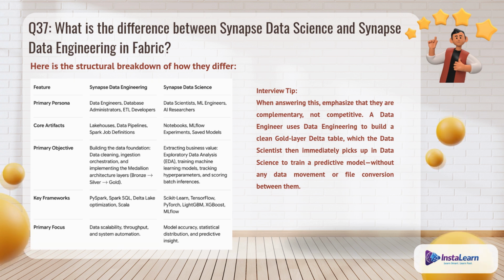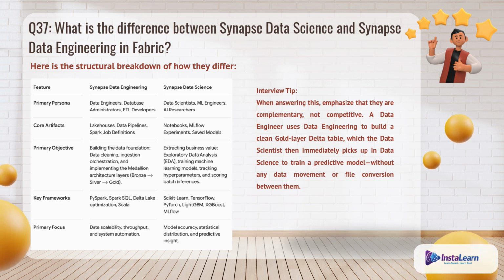Now let's talk about key frameworks. Data engineering commonly uses PySpark, Spark SQL, Delta Lake optimization, and Scala. While data science uses machine learning frameworks such as scikit-learn, TensorFlow, PyTorch, LightGBM, XGBoost, and MLflow. Finally, the primary focus. Data engineering focuses on scalability, throughput, and automation of data systems. Whereas data science focuses on model accuracy, statistical analysis, and predictive insights.